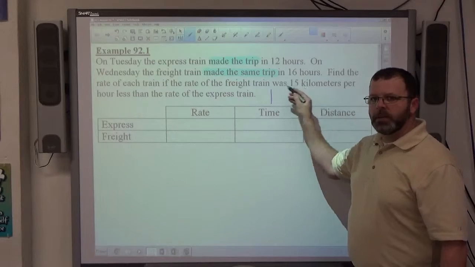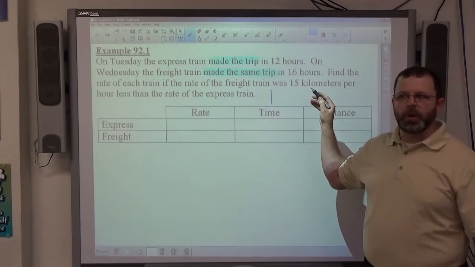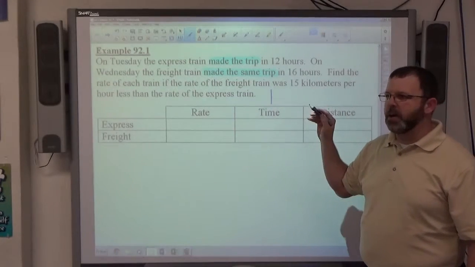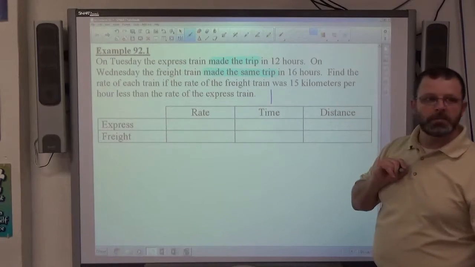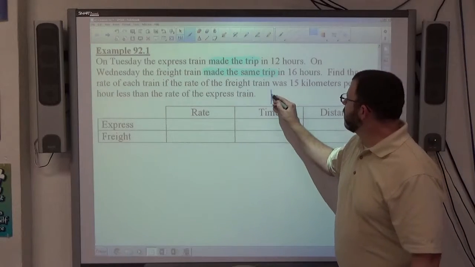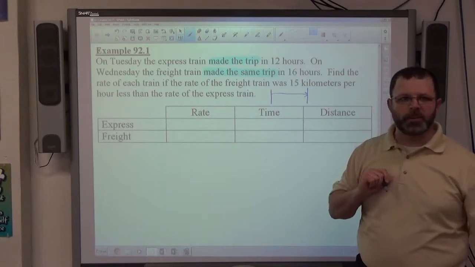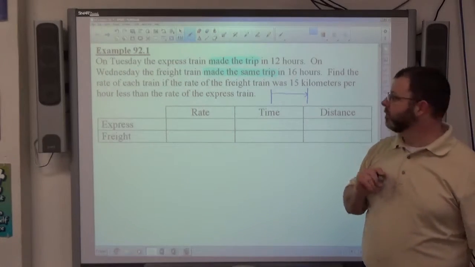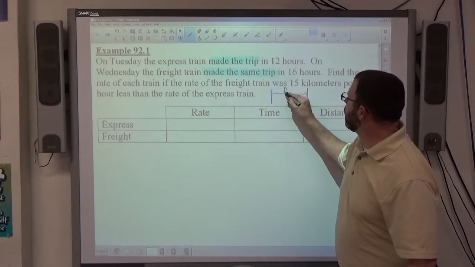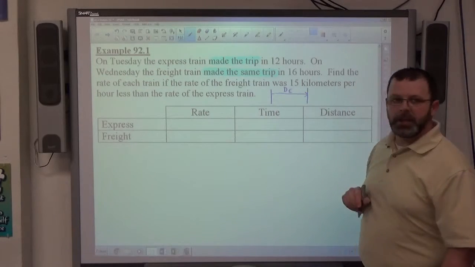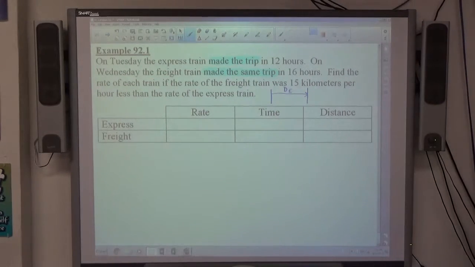I draw arrows representing the direction people went and how far they went. And I don't know how far they went, do I? It doesn't tell me. So the express train made some trip. There's the trip the express train made. How far did the express train go? We don't know. It doesn't tell us. So I'm going to use a variable d subscript e for the distance the express train went.